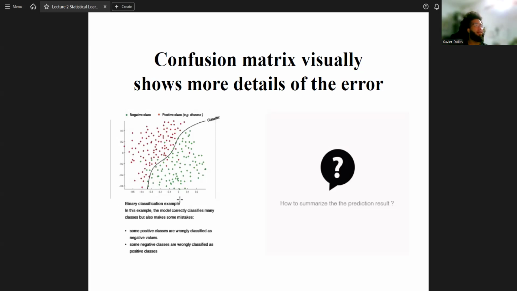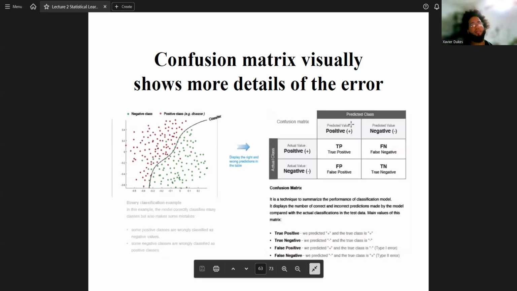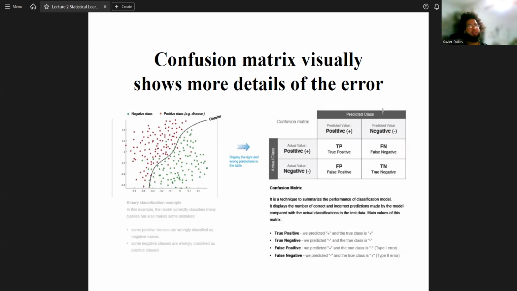Okay. Binary classification. Here we have the negative class and the positive class. Some positive classes are classified as negative values. Some negative classes are wrongly classified as positive. So here we go. This is the confusion matrix that I mentioned. Positive, positive, positive, negative, negative, negative, and negative, positive.